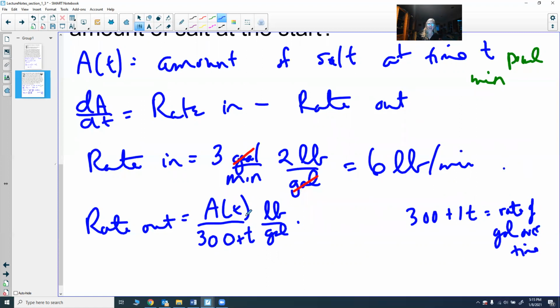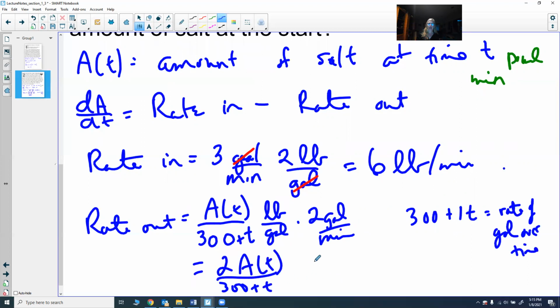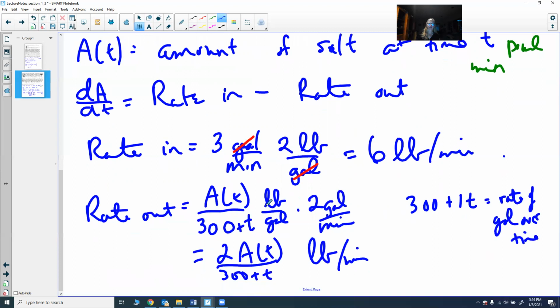So A of T is my pounds, over the gallons, my pounds per gallon. And then we are taking it out at 2 gallons per minute. So we don't just have A of T over 300, because we are adding to the gallons. It's A of T over 300 plus T, times that 2 gallons per minute. And now we see we have pounds per gallon again. So we're going to end up with 2 A of T over 300 plus T pounds per minute, because the gallons cancel.